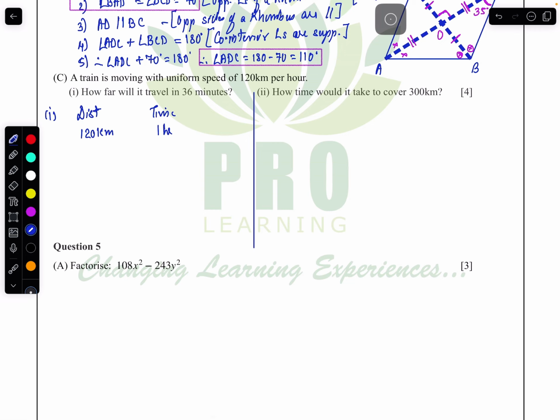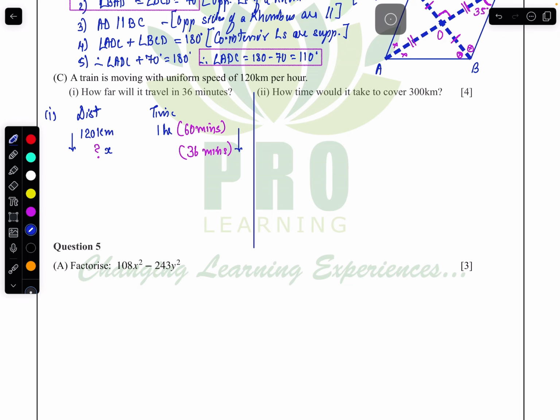Since they're talking about minutes, the hour can be changed to minutes. So it becomes 60 minutes. Now we are looking at what happens in 36 minutes. This is the question mark here. If we travel for more time, we will naturally cover more distance. If we travel for less time, we will naturally cover less distance. So here the time is reduced. So this is going to be directly proportional. Less the distance, less time is taken.